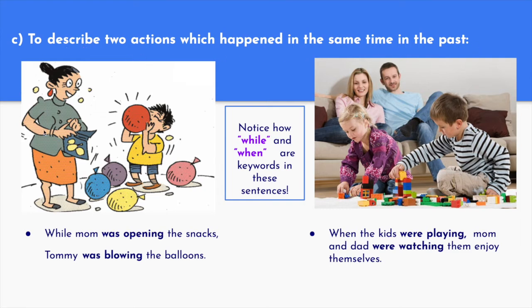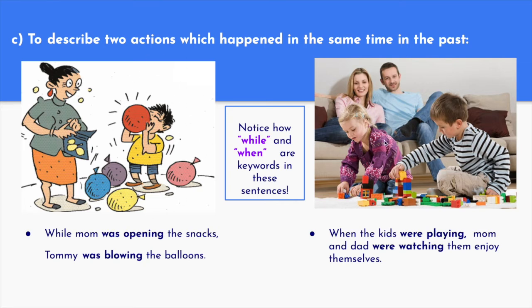I've got two examples here, as you can see, with their corresponding pictures. Let's first see the example on the left. While my mom was opening the snacks, Tommy was blowing the balloons. Once again, the word while is a key word because both actions happen at the same time. She was doing this while the boy was blowing the balloons.